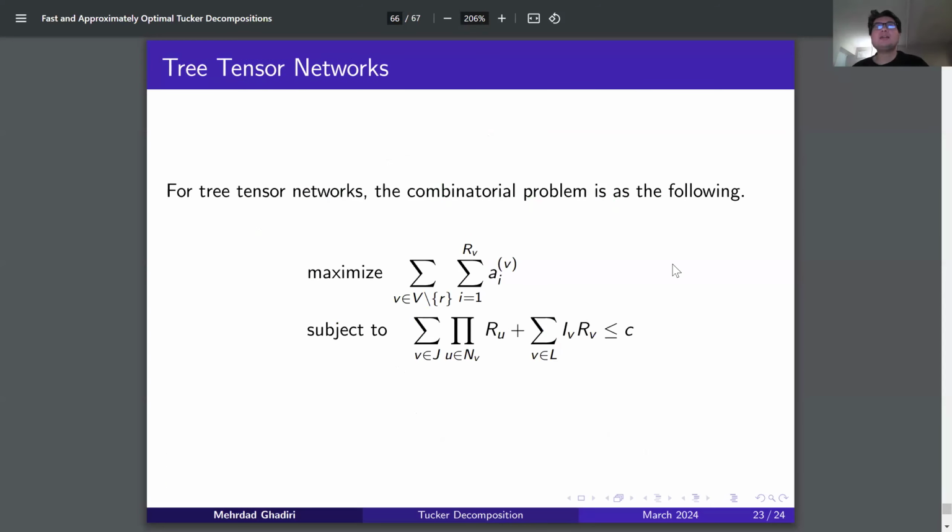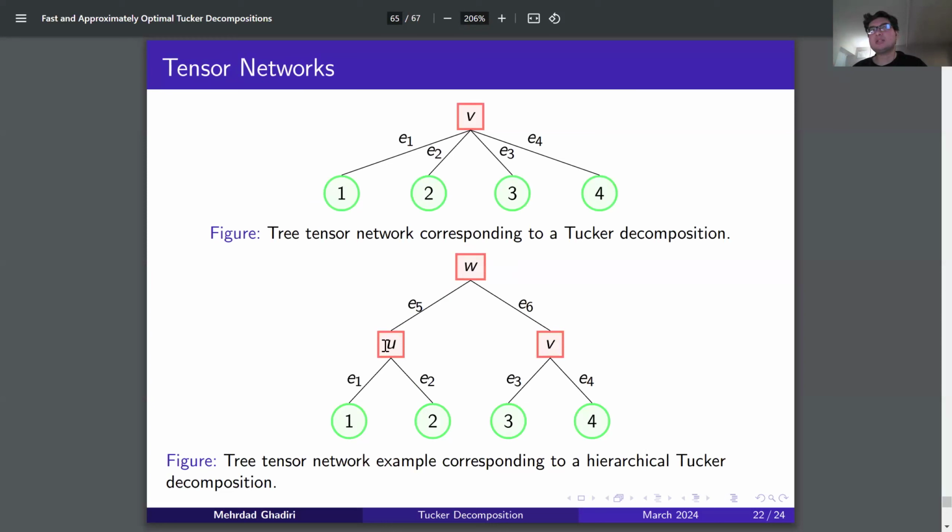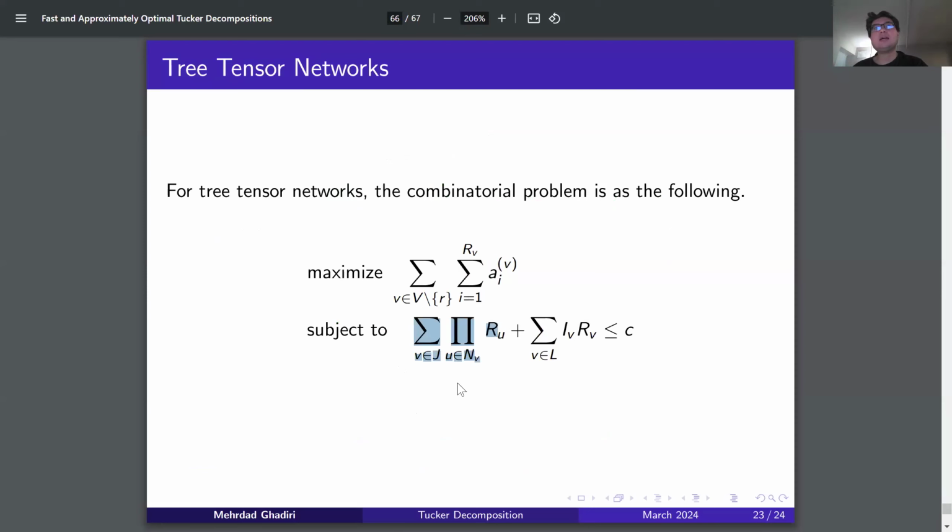So you can model this problem again as a combinatorial problem. The difference would be in your constraint. Instead of one core tensor, I would have multiple core tensors. In this example, I have 3 core tensors in the red nodes. And this is a much more complicated constraint to deal with. In only the Tucker case, we just had 1 term in this summation. It was just this, but now it is more complicated.